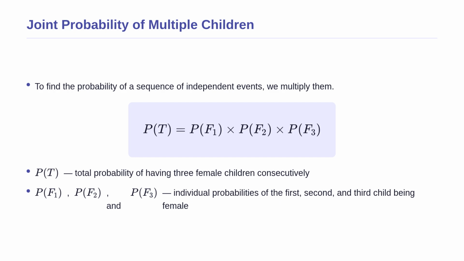The terms P of F1, P of F2, and P of F3 represent the individual probabilities of the first, second, and third child being female. Because each pregnancy is a completely independent event, we must multiply their individual probabilities together to find the combined probability for the entire sequence.